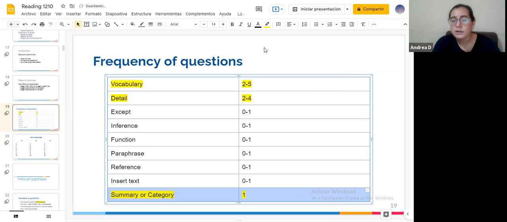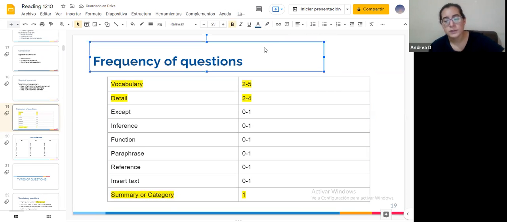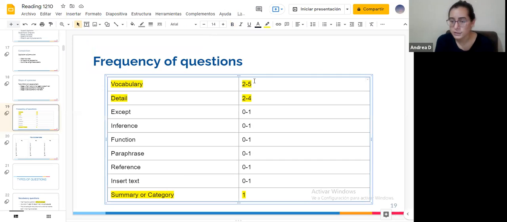So as you can see here, this table shows the frequency of questions. So basically, how many of them you have or you could have. Like, for example, vocabulary questions are the most common ones. So you can have from 2 to 5 per passage. So that's really a lot, out of 10 questions.